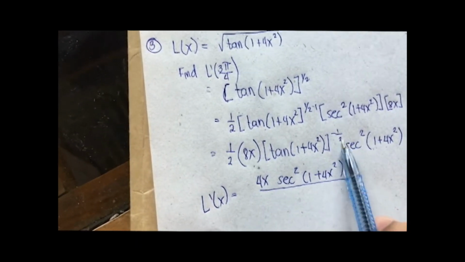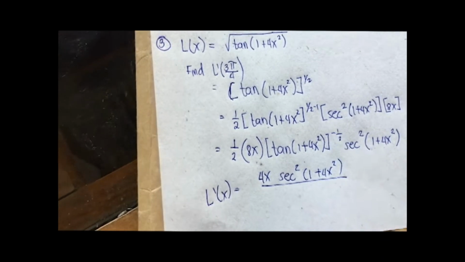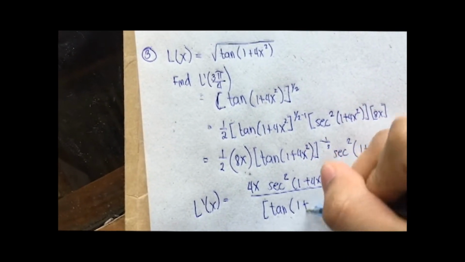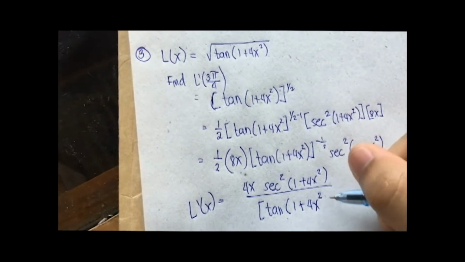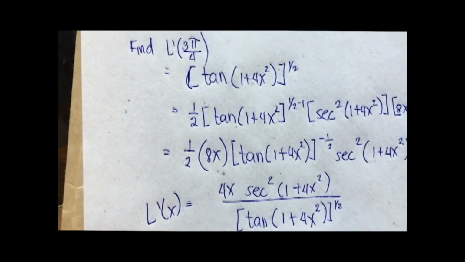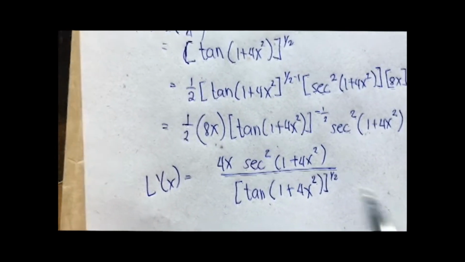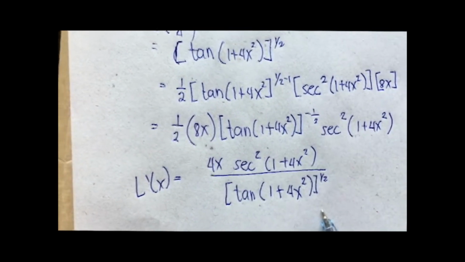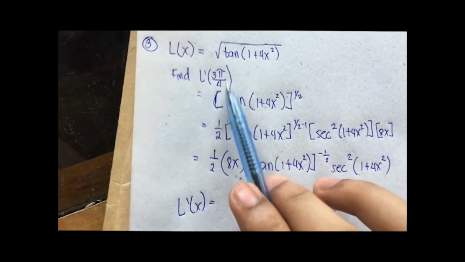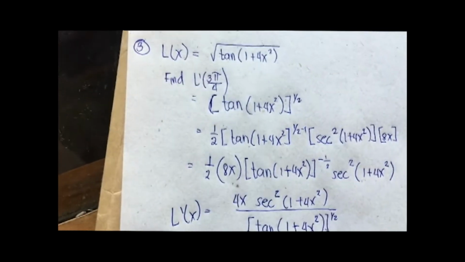Why is there an over, sir? Because you're going to take the reciprocal of this one. You have now tan(1 plus 4x squared) raised to 1/2. Is that the final answer? Yes. So this is now your final answer, the derivative of your given function. Okay? Of course, substitute the value of your x. The value of your x is 3 pi over 4.